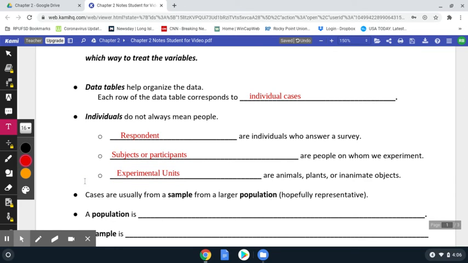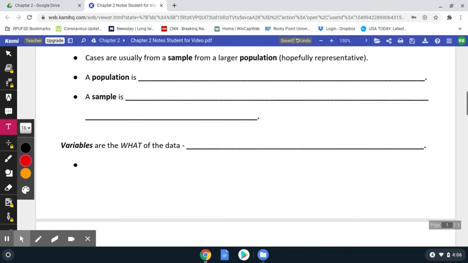So that's really our three groups. We either fall into respondents, subjects or participants, or experimental units. And what we talk about when we're gathering data, normally we don't have the ability to gather data from everyone, from an entire population. Because think about why we gather data. We want to find out information, or we want to make a decision about normally a large group of people. It's very cumbersome to try to get to every single person.